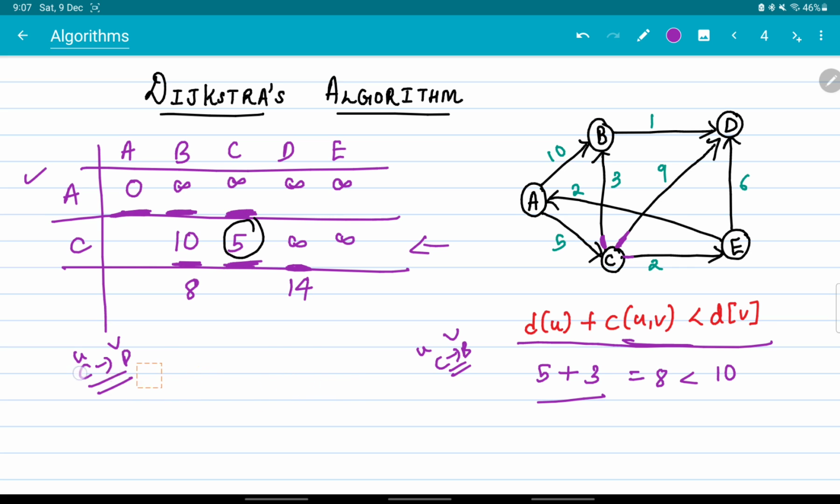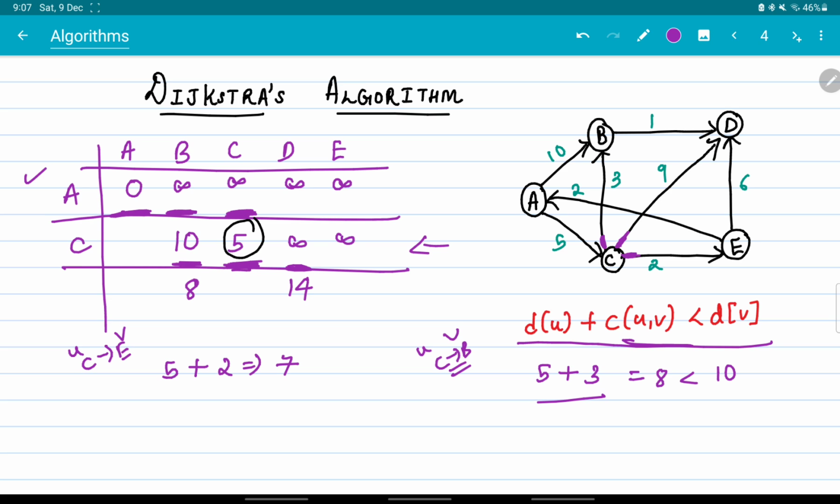Okay. So C to D is done. Now let me go from C to E. C becomes U, E becomes V. Distance of C from the table is 5. 5 plus the cost of going from C to E. From the graph it is 2. 5 plus 2 is 7.